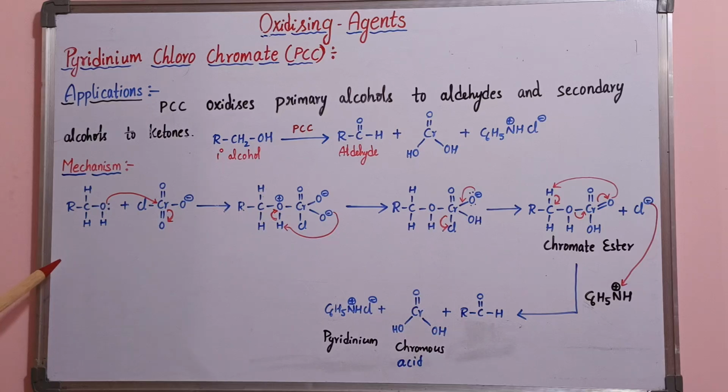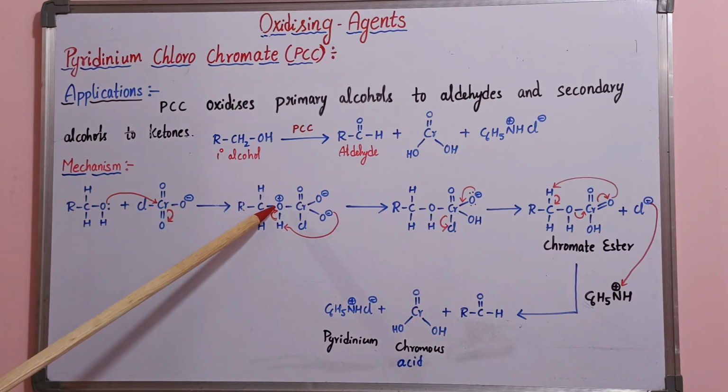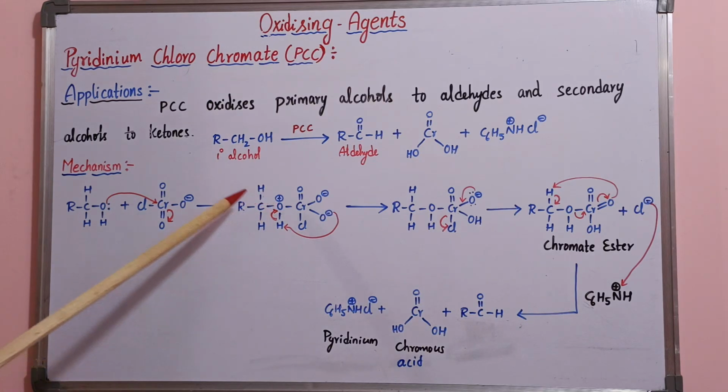Now you can observe the mechanism of the reaction. I am taking a primary alcohol, and I am taking a chlorochromate ion from PCC. First, I am shifting the C double bond O bond, that means the pi bond of the CO bond, towards oxygen. So oxygen gets a negative charge, and chromium gets a positive charge. Now the lone pair of electrons on the oxygen attacks the positive charge of chromium, forming a new bond between oxygen and chromium.